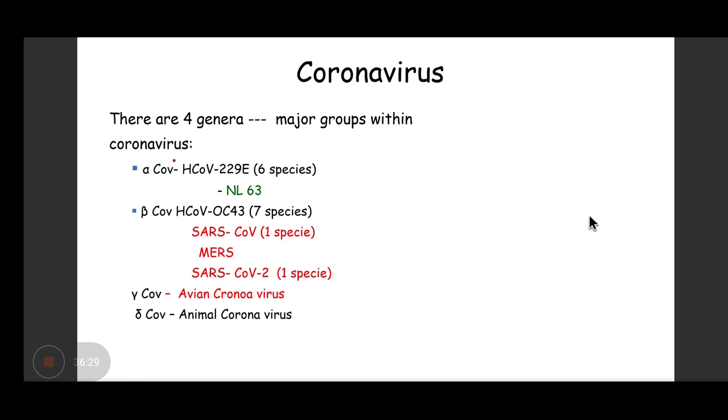There are 4 genera of coronaviruses: alpha, beta, gamma, and delta. All 3 of the severe infection causing coronaviruses belong to the beta group. SARS-CoV, the first SARS, MERS, and SARS-CoV-2 all belong to the beta group.